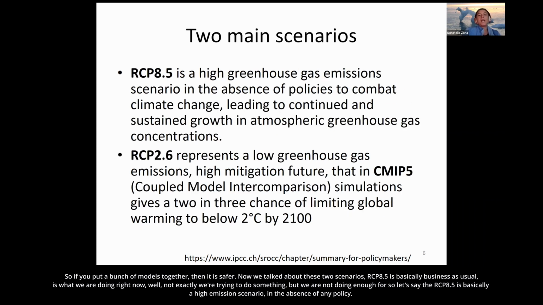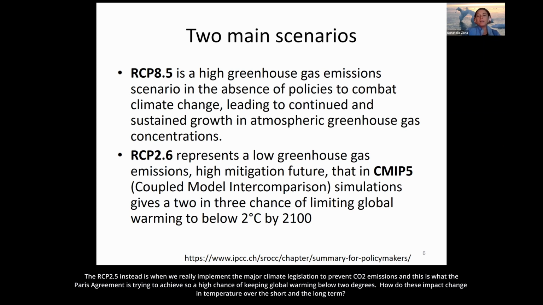Now, we talked about these two scenarios. RCP 8.5 is basically business as usual, what we are doing right now. Well, not exactly. We are trying to do something, but we are not doing enough. So let's say RCP 8.5 is basically a high emission scenario in the absence of any policy. The RCP 2.6 instead is when we really implement major climate legislation to prevent CO2 emissions, okay? And basically this is what the Paris Agreement is trying to achieve, with a high chance of keeping global warming below 2 degrees.